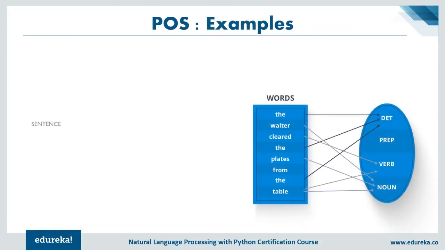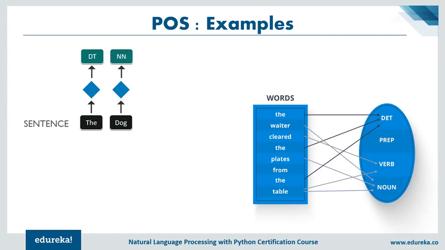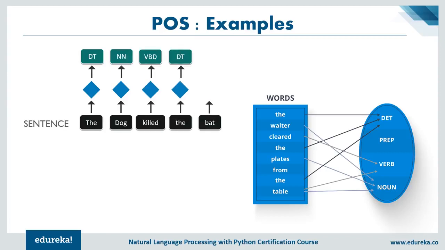Take the sentence, the dog killed the bat. Here, the is a determiner, dog is a noun, killed is a verb, and again, the and bat are determiner and noun respectively. Now let's consider another sentence, the waiter cleared the plates from the table. As you can see here, all the tokens correspond to a particular type of tag, which is the parts of speech tag. It is very helpful in text realization.